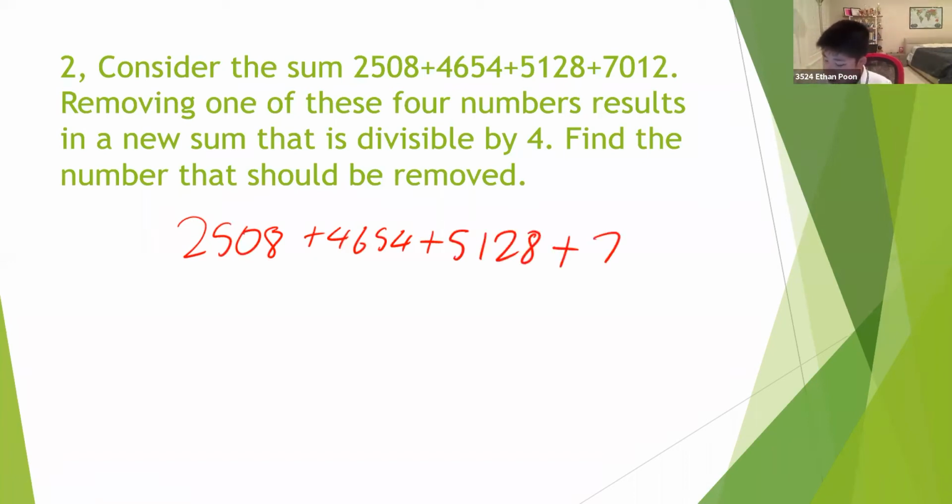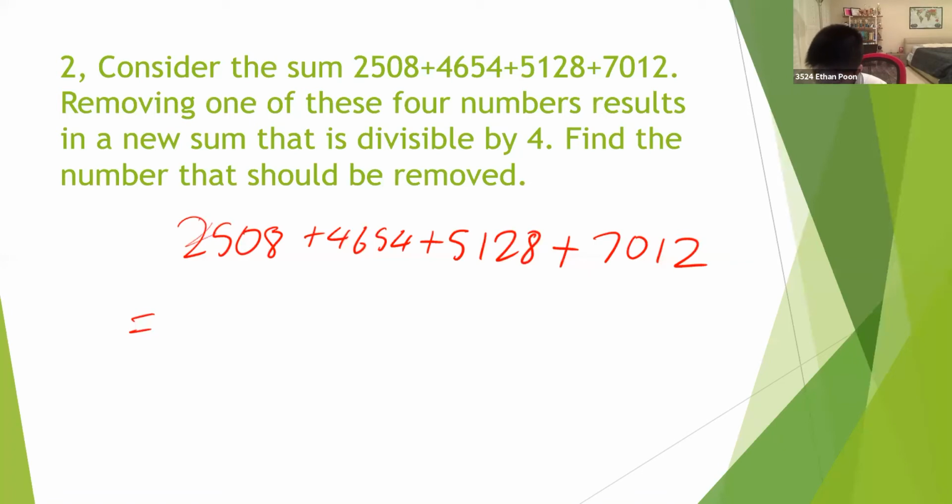So 2,508 plus 4,654 is 5,128, plus 7,012. So we're trying to find a new sum that is divisible by 4, but we have to remove one of the numbers, which means that one of these numbers isn't divisible by 4. So if we remove it and add the rest of them up, it should result in an answer that's also divisible by 4. So we're going to start using our divisibility rule for 4 on every single number here.